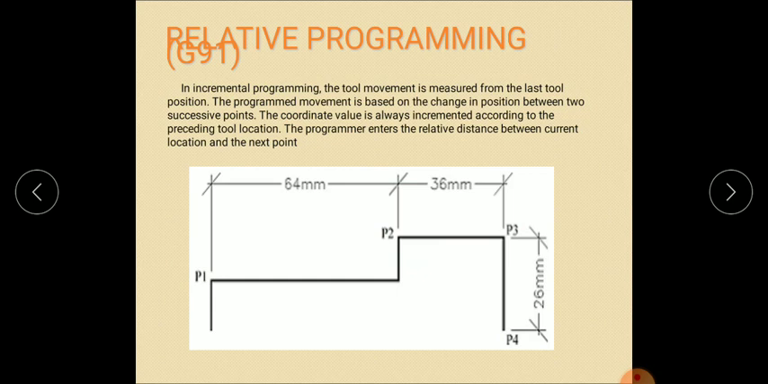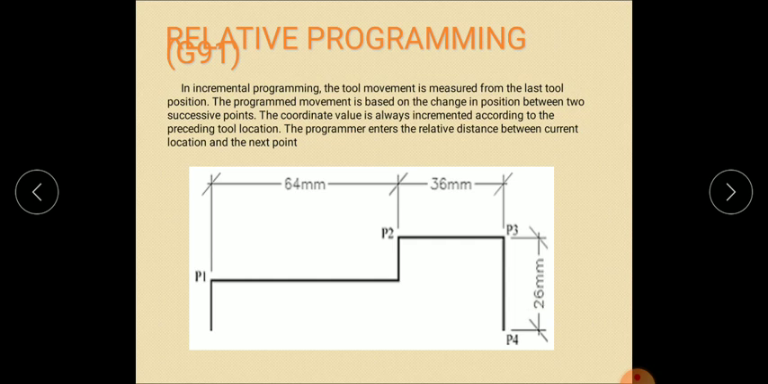So unlike absolute programming, there is no reference point given here. Here the dimension is considered between the two points, that is P1 and P2. Similarly here P2 and P3. P1 to P2 is measured as 64 mm, then P2 to P3 is measured as 36 mm. Then in terms of the vertical axis, P3 to P4 is measured as 26 mm. So here the difference between the two points is considered, unlike the origin.